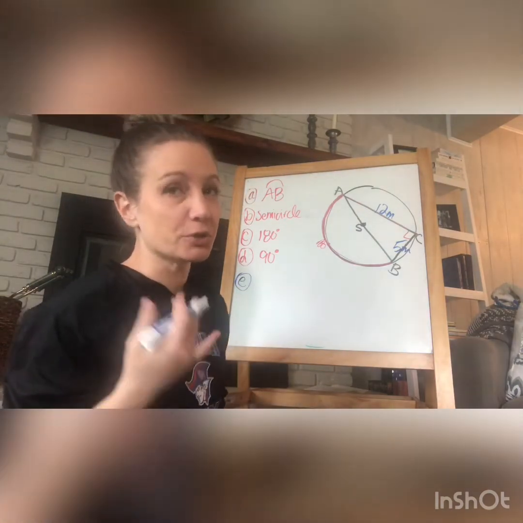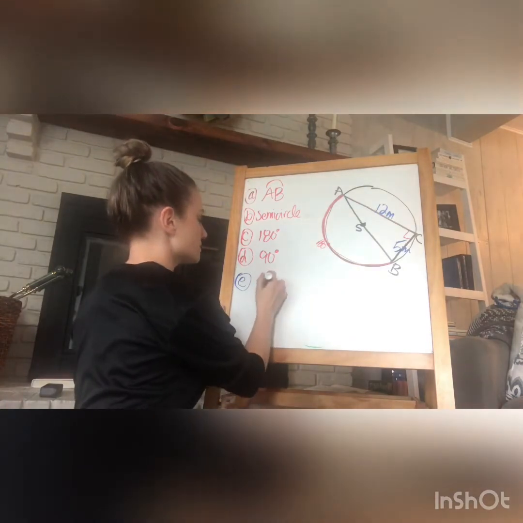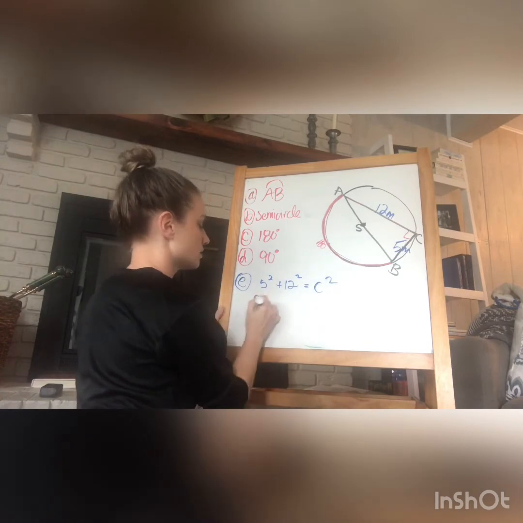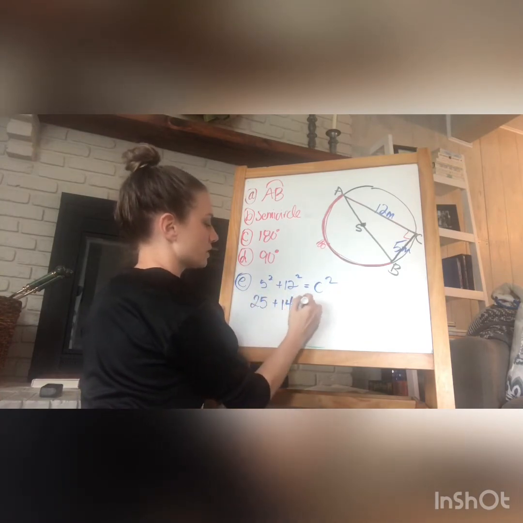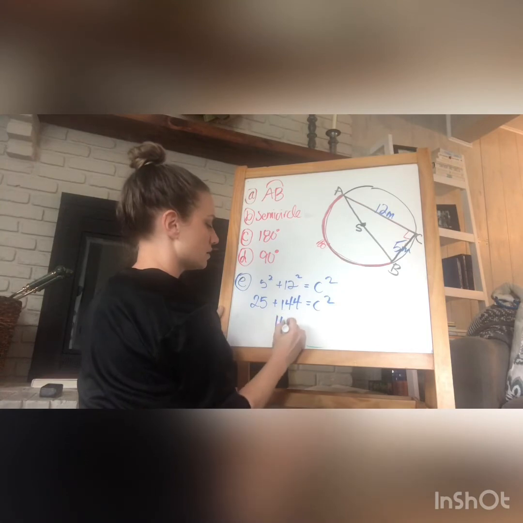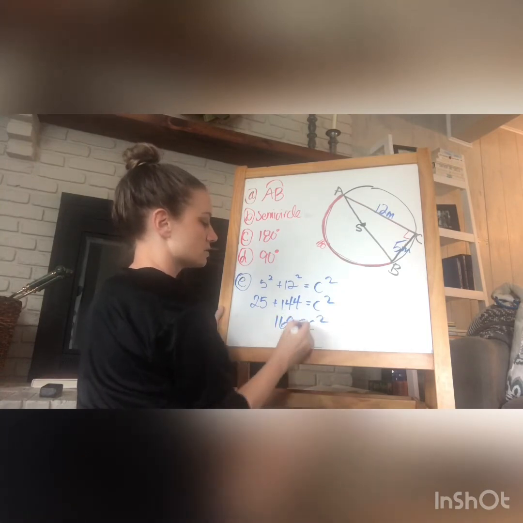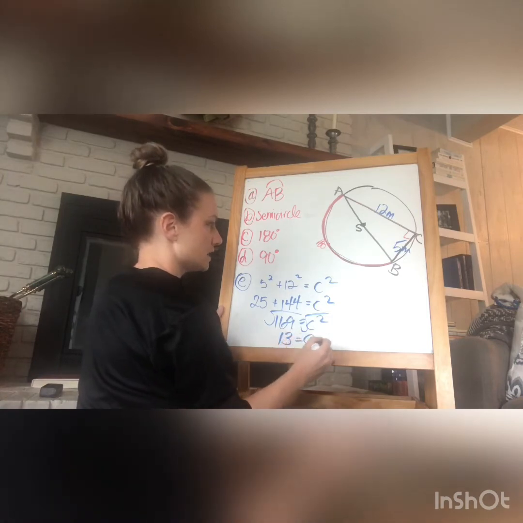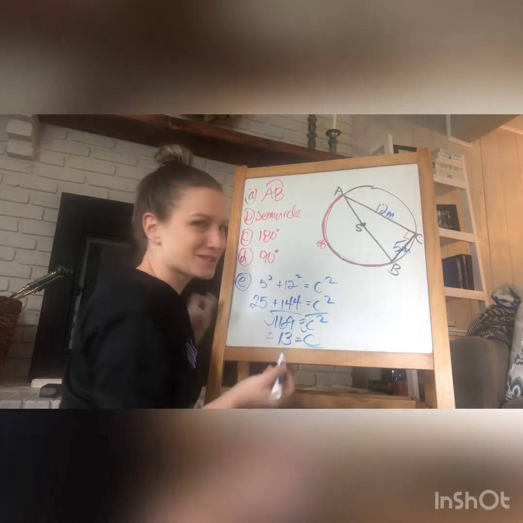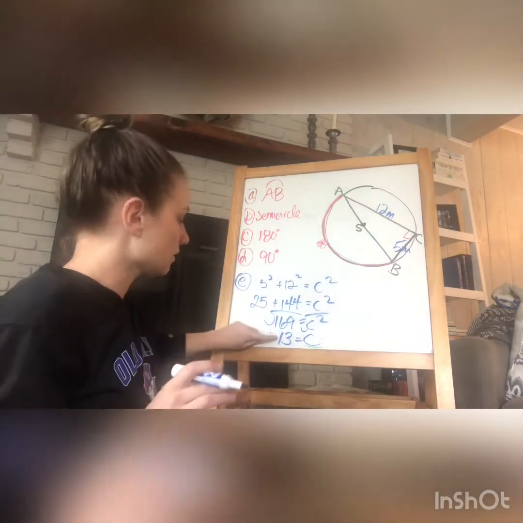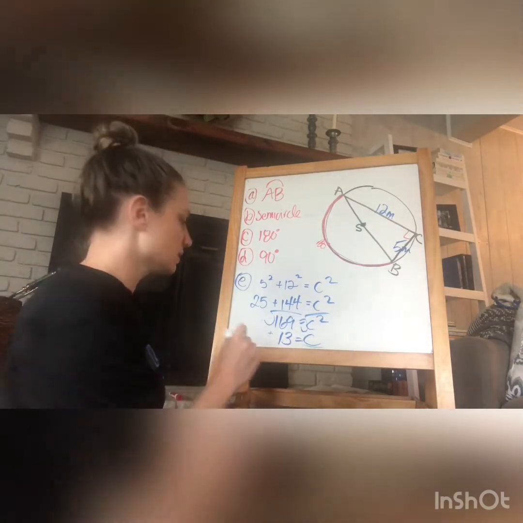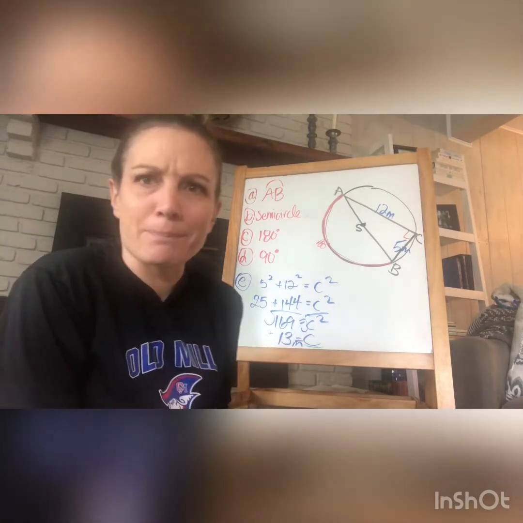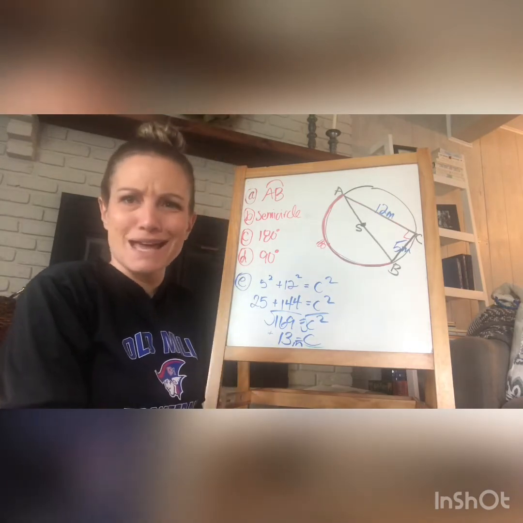If you didn't know that, we then have to do the Pythagorean theorem. So we would do 5 squared plus 12 squared equals c squared. 25 plus 144 equals c squared. 169 equals c squared. Square root. And I have 13 equals c. Of course, it would be plus or minus 13, but it's a length, so we're going to get rid of that minus, just that positive 13 meters. And then I ask, does it make sense? Is my hypotenuse bigger than my two legs? Yes, it makes sense.